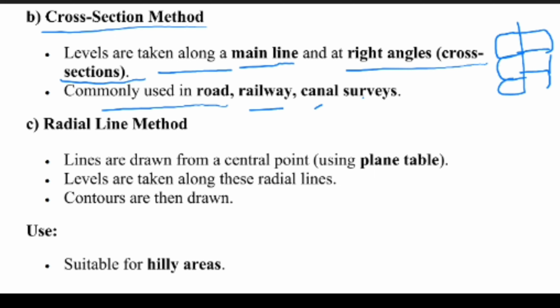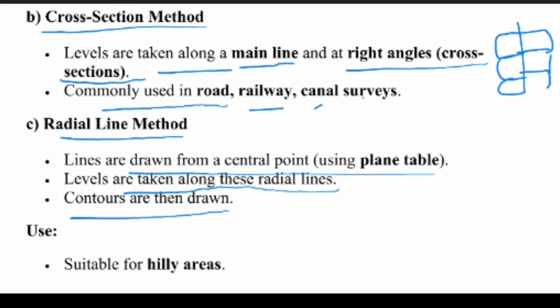Then the radial line method. First we draw a center point on a plane table. We use the plane table radial method: whatever levels you take along the radial lines, you plot, and finally you draw the contour points. This we can use for hilly areas. Above I have shown 3 to 4 diagrams that will come here.